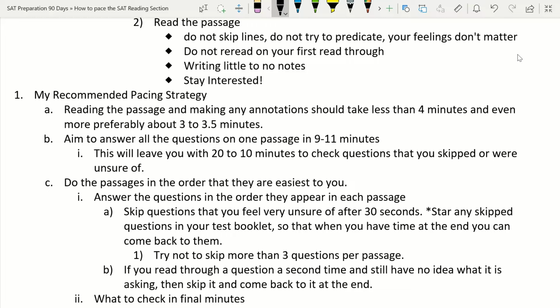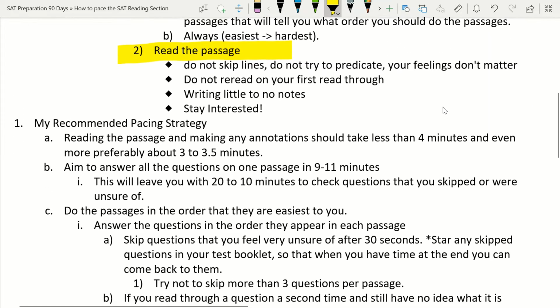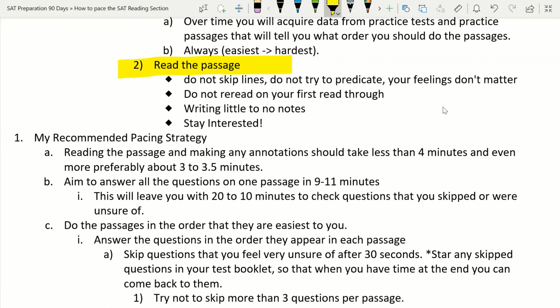The first thing we have to do is read the passage. So I'll go ahead and get a highlighter out so you can see what I'm looking at. After that, we're going to go through and answer the questions. But while we read the passage, there are some things we can do to help improve our chances at getting questions right. As we read the passage, we're not going to want to skip lines, because if we're skipping lines, we're not going to understand the big picture of the passage.